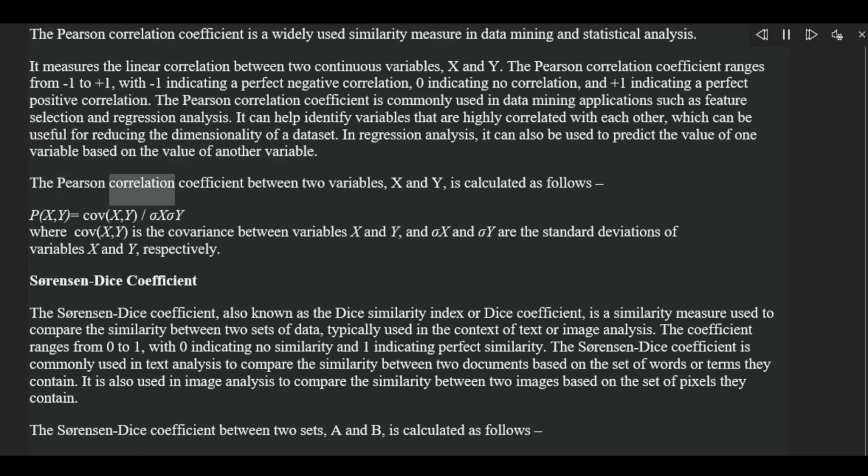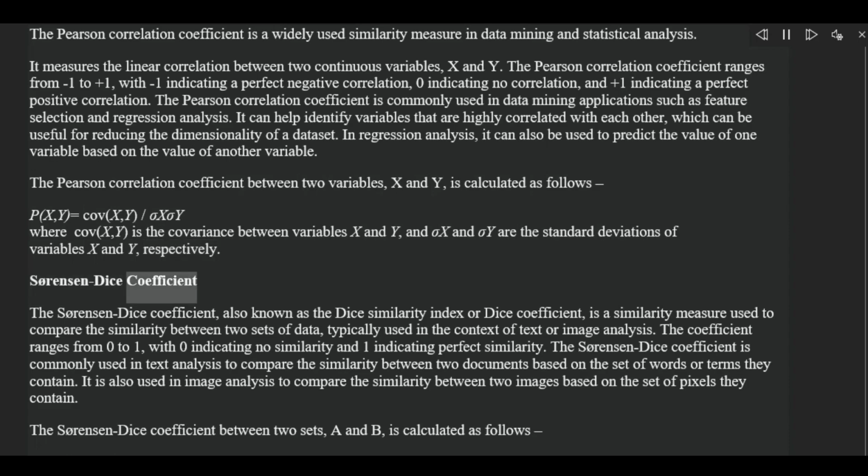The Pearson correlation coefficient between two variables, x and y, is calculated as follows. ρ(x,y) equals cov(x,y) divided by σx σy, where cov(x,y) is the covariance between variables x and y, and σx and σy are the standard deviations of variables x and y, respectively.